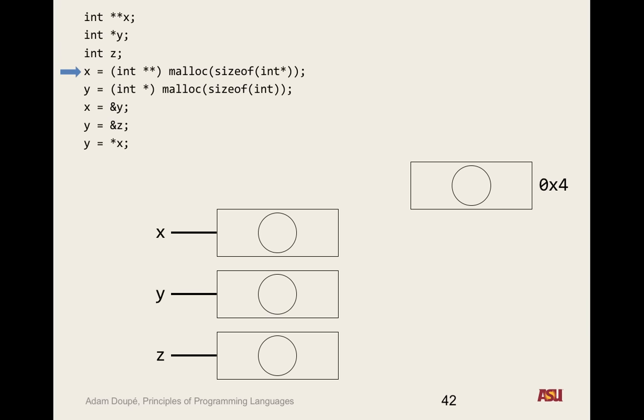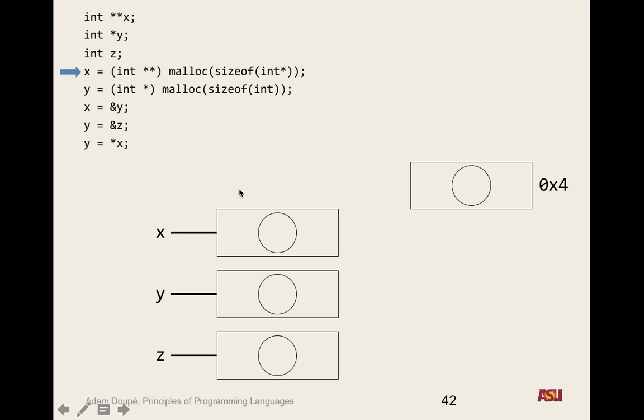Okay, so malloc returns an R value, right? It's returning the address where this is located. So then, what are we doing? We say x is equal to an R value. What are the semantics there? Binding it to a location? No. We only bind a name to a location when we have declarations. That's why we created these box circle diagrams for x, y, and z and bound them to x, y, and z.